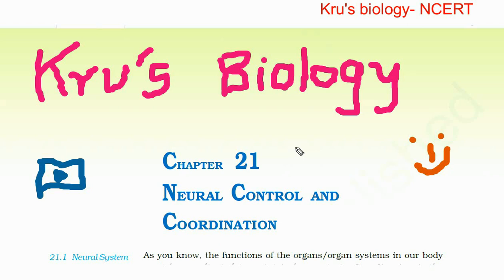In this video we are going to talk about chapter number 21, that is neural control and coordination.